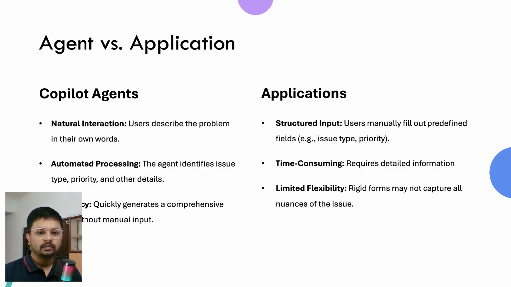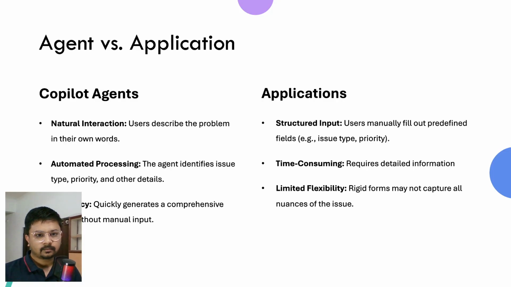It will auto-write the title and description, and based on the description, it will analyze the priority of that issue, right? And it will create a ticket on the system on behalf of yourself, right? So this is how Copilot agents are different: in agents you have a natural interaction process, but in an application you have to follow certain steps in order to achieve some result.